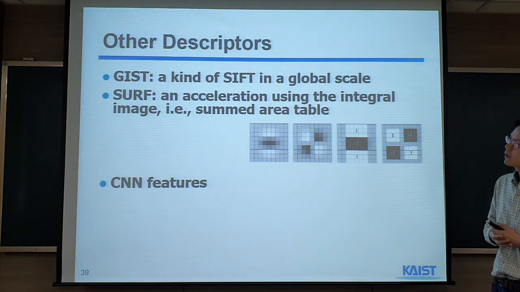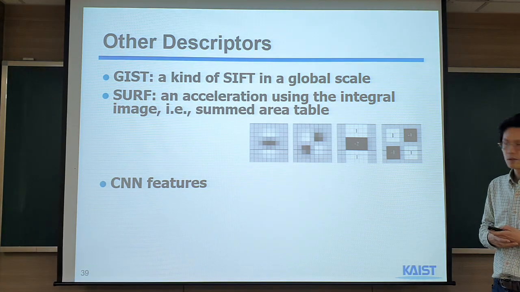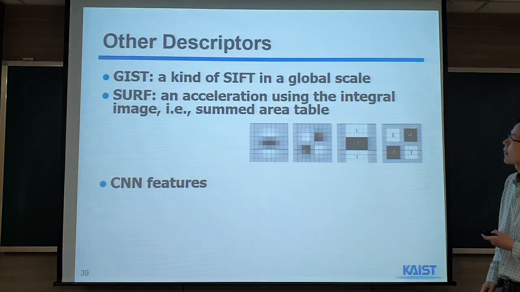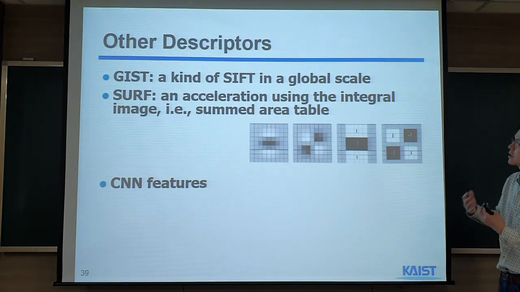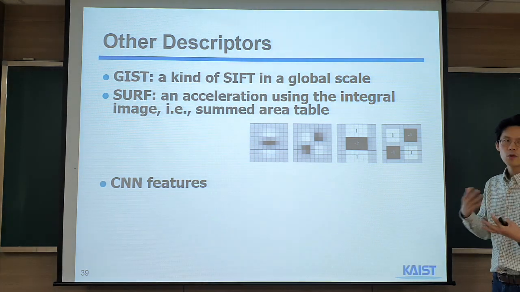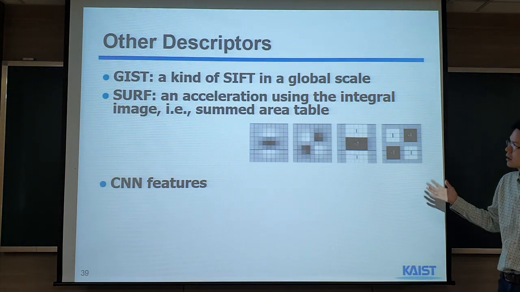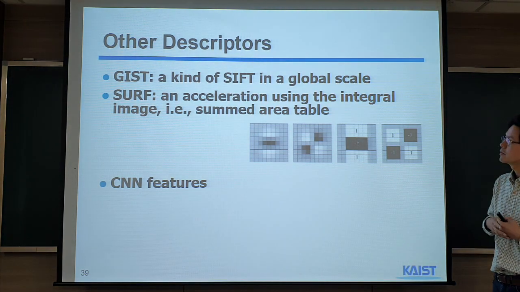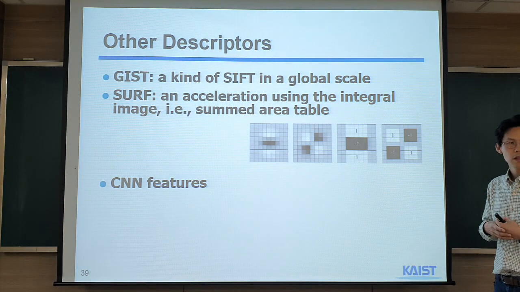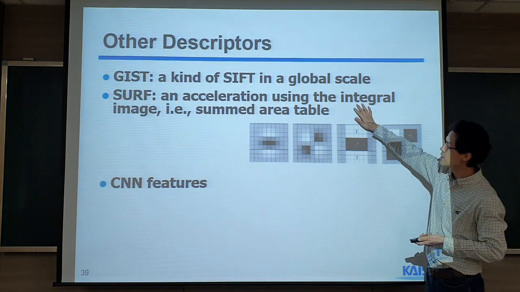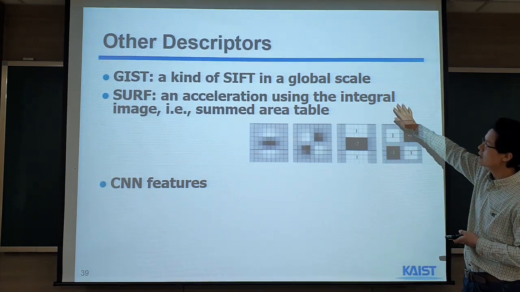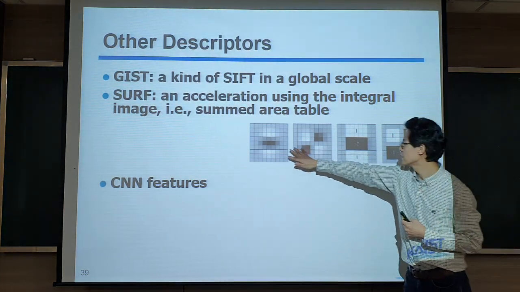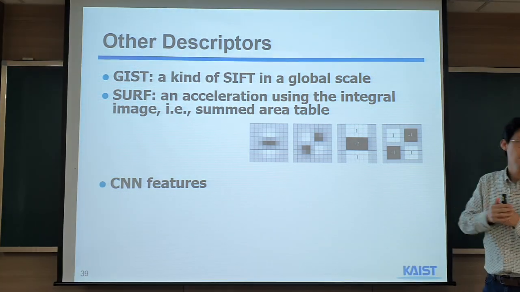Sometimes we want to use a global descriptor such that we can encode the overall context of each image. And SURF is a kind of acceleration of SIFT. I'm not going to talk about low level detail, but it adopts a lot of techniques related to image processing and improves the extraction performance while maintaining the accuracy. In this case, SURF uses the integral image and an approximation of the LoG and DoG. This is showing a kind of discrete version of the LoG.